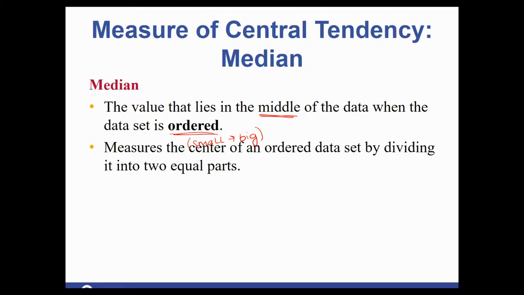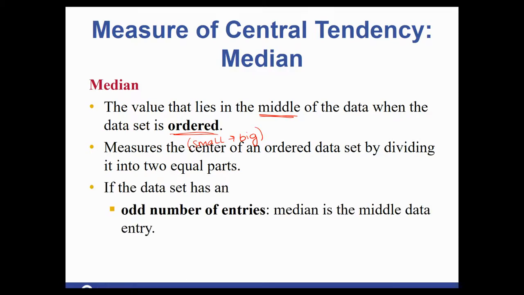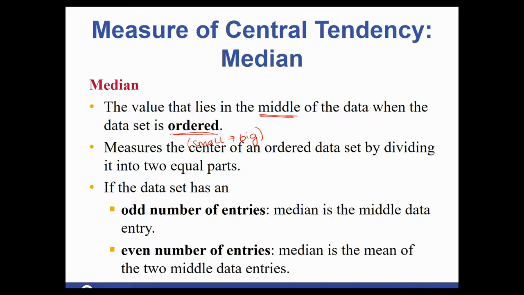Measure the center of an ordered data set by dividing it into 2 equal parts, truly finding that middle value. If there is an odd number, then the median is truly the middle data value. And if there's an even number of entries, then it's going to be the average of the middle two.